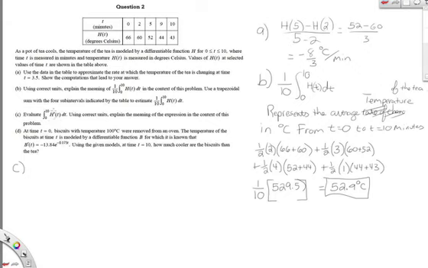Evaluate the integral from 0 to 10 of h prime of t. Alright, so the key to answering this question is realizing that they've given us the derivative in the integrand, so when I take the antiderivative of h prime, I just get h. Then they want me to evaluate from 0 to 10, giving me h of 10 minus h of 0. So I go to my chart and I get 43 minus 66.